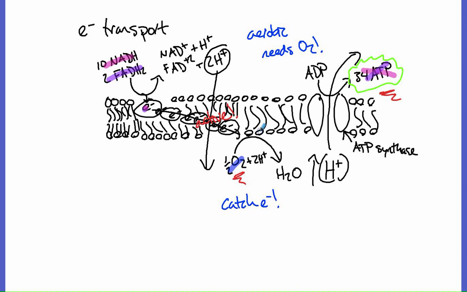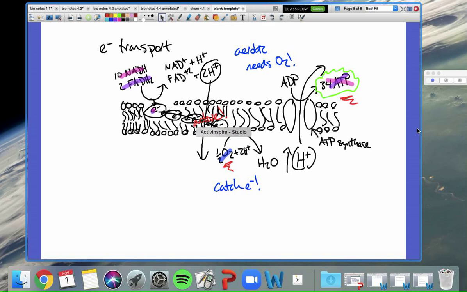Without the oxygen, I couldn't catch those electrons. If I couldn't catch those electrons, I couldn't continue this process. So that's why this is aerobic. That's why I need the oxygen at the end of the day. All right, so that should be good for this picture.